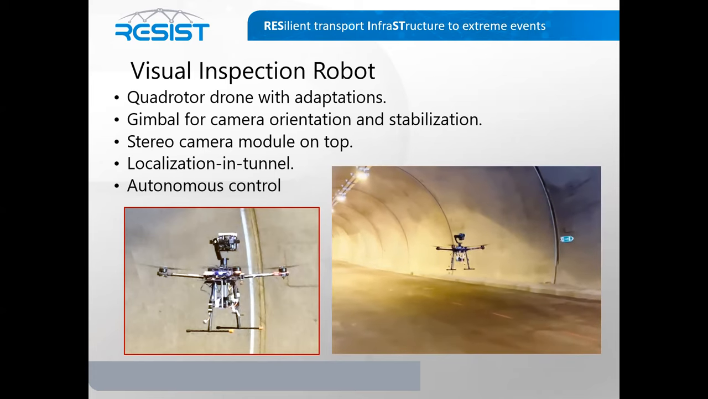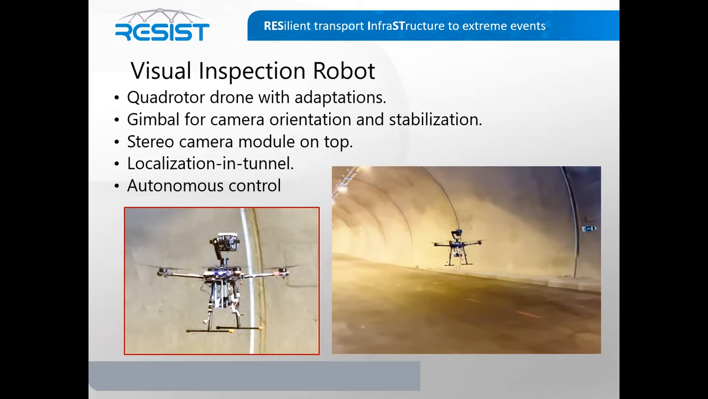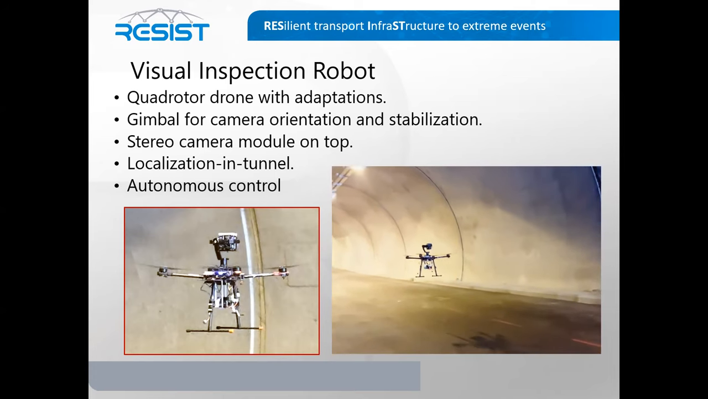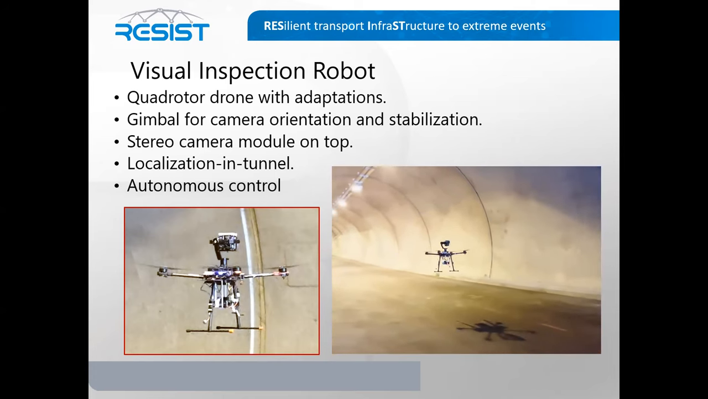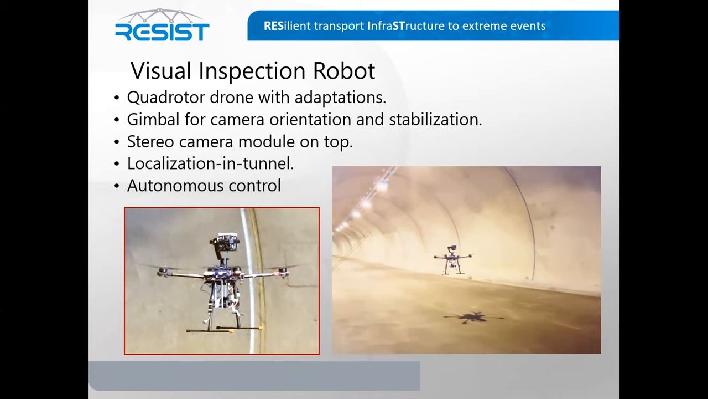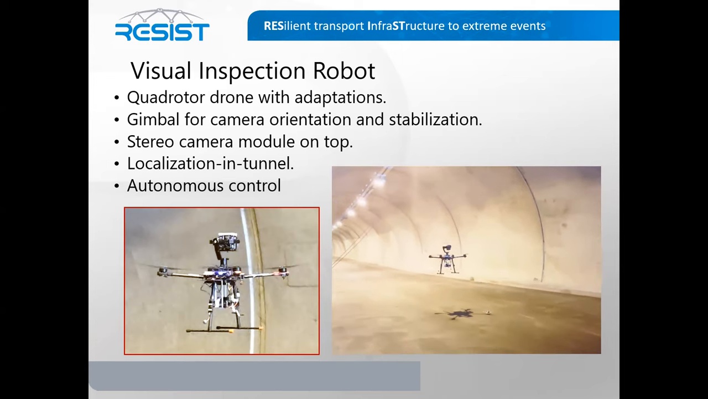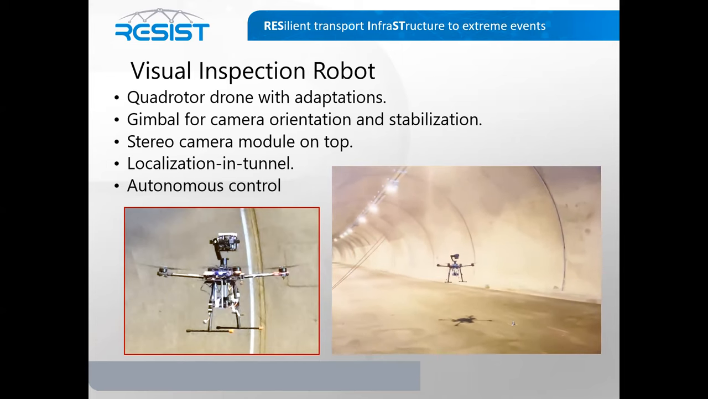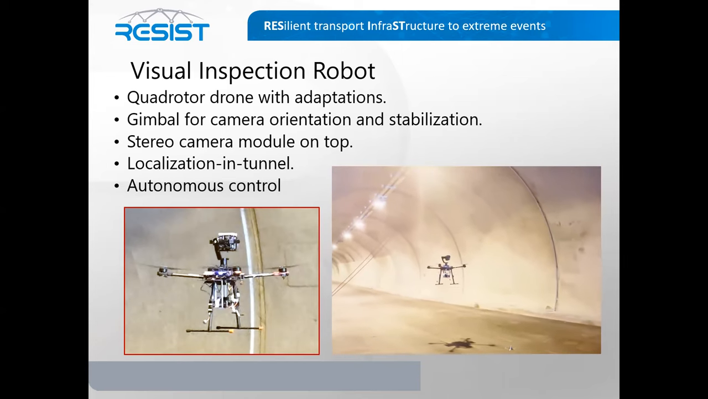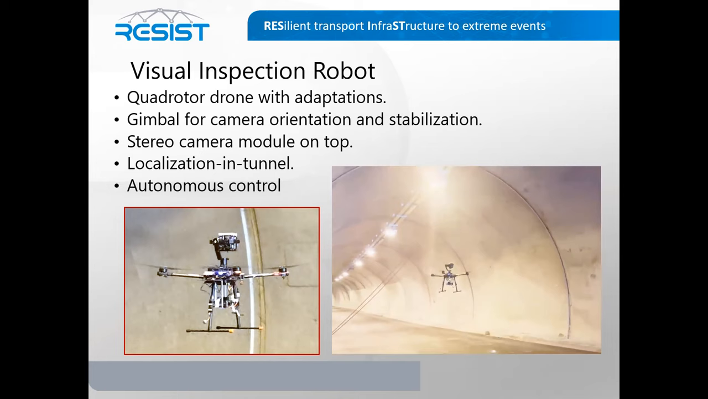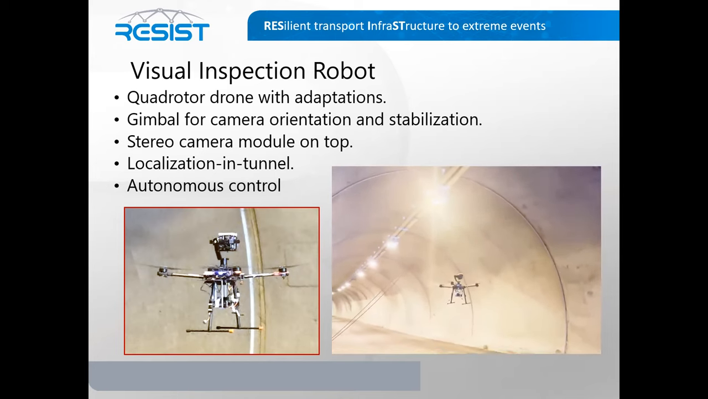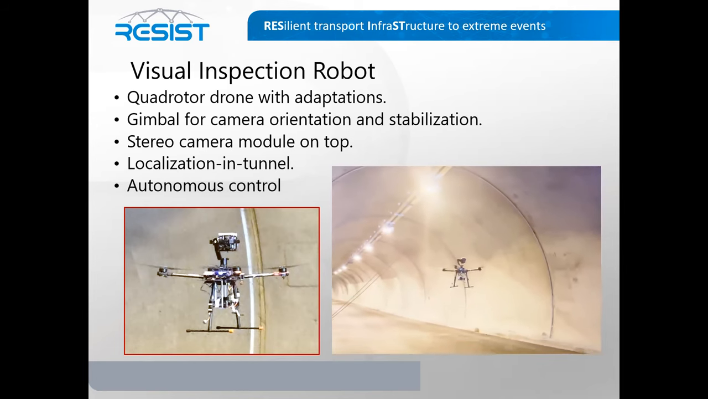Very important point, it is autonomous. It has autonomous control. It has to use the specific localization system for the aerial robots inside the tunnel, that I will talk about a bit later. You can see here a video of the robot flying in the tunnel in Italy, in the pilot experiment that we did last month.